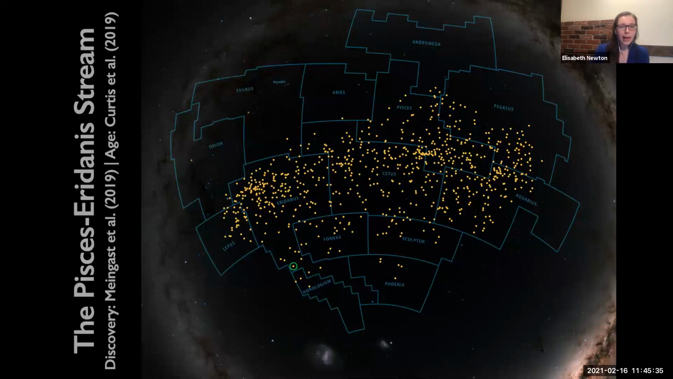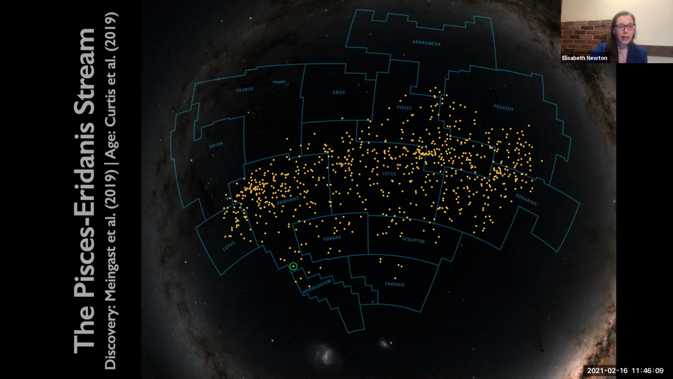Similarly, the TOI 451 story begins with a stellar astrophysics story. TOI 451 is a member of the Pisces-Eridanus stellar stream. That's a young stellar association that we didn't even know existed until 2 years ago, despite the fact that it is practically in our backyard. The stream spans a total of about 120 degrees, and you can see the locations of the stream members in this image, spread across the entire southern sky.